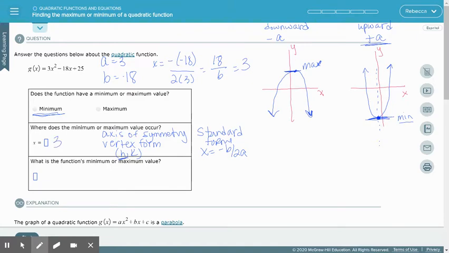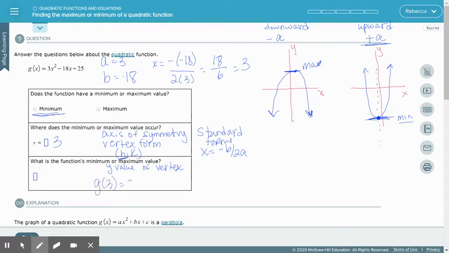What is the function's minimum or maximum value? That is the y value of the vertex. If I want the y value of the vertex, I just need to plug in the x value if I'm in standard form. If I'm in vertex form, I can easily see it, but I'm not. So I have to plug in the value. So I'm going to take my function and evaluate it at 3.